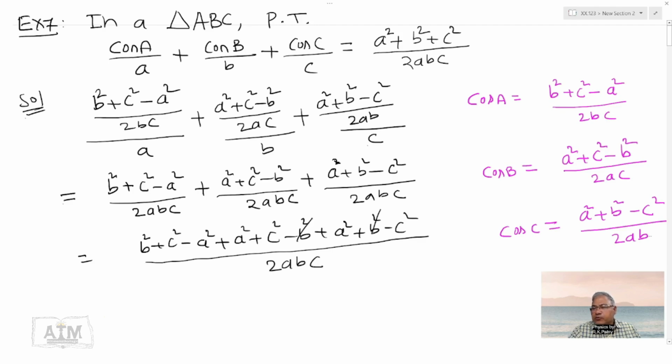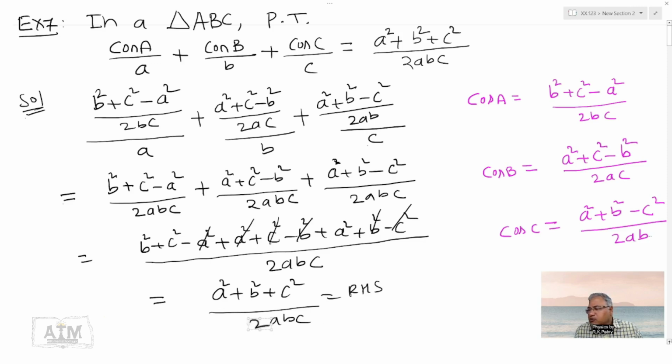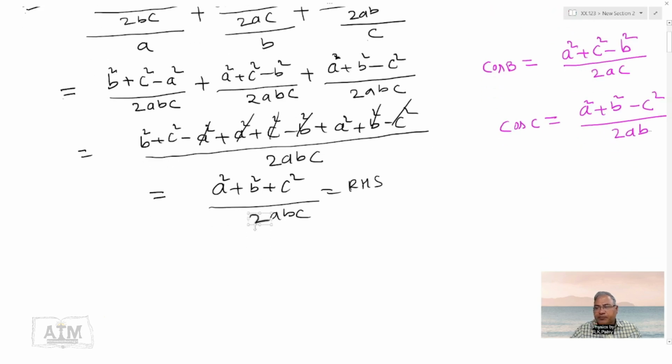So this and this get cancelled. A square and A square get cancelled. C square and C square get cancelled. What is left? A square plus B square plus C square upon twice ABC. That is equal to RHS. LHS equals RHS verified. Therefore, LHS equals RHS proved.